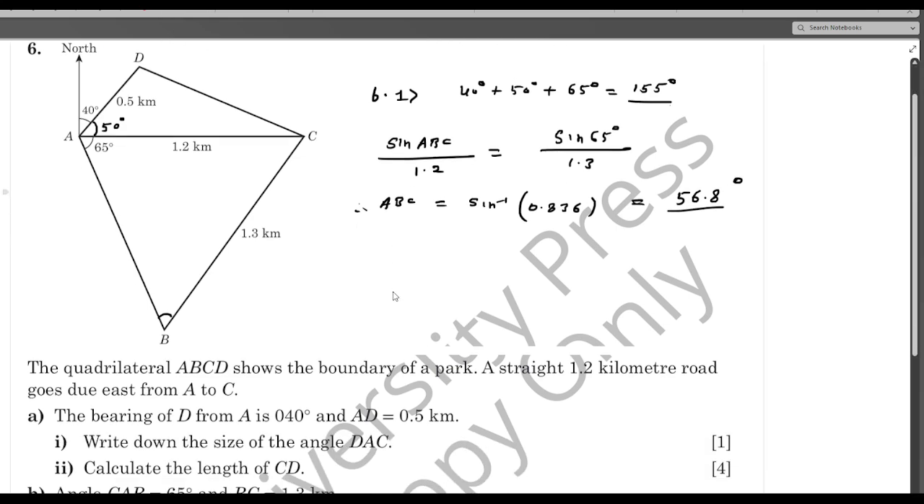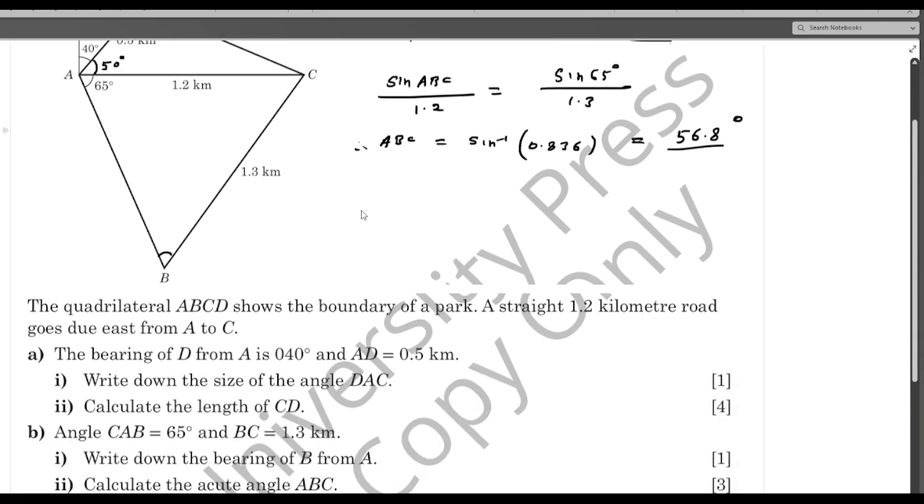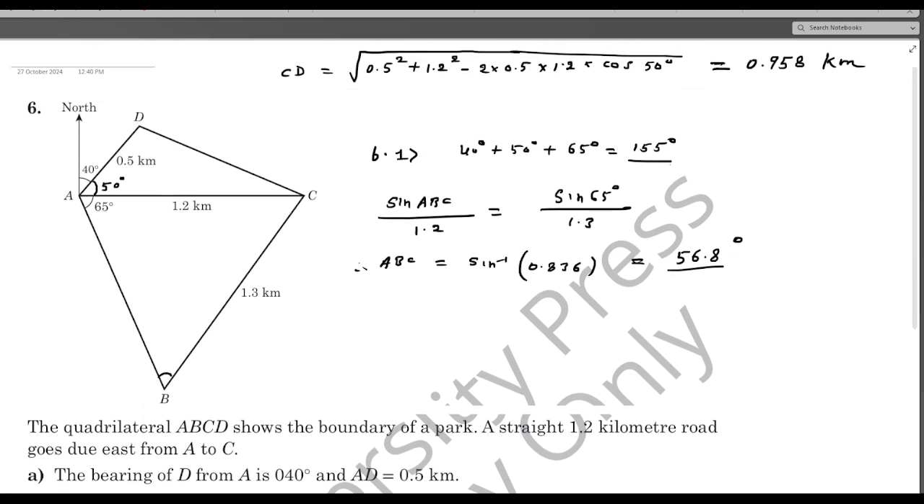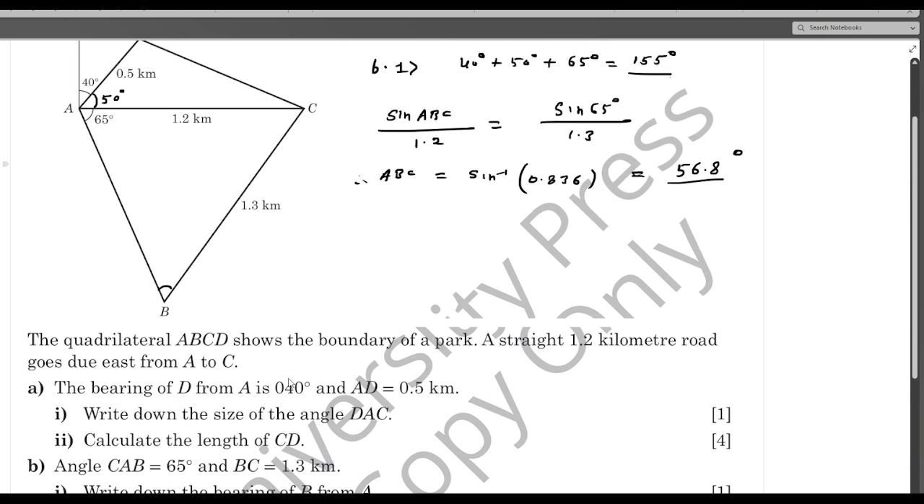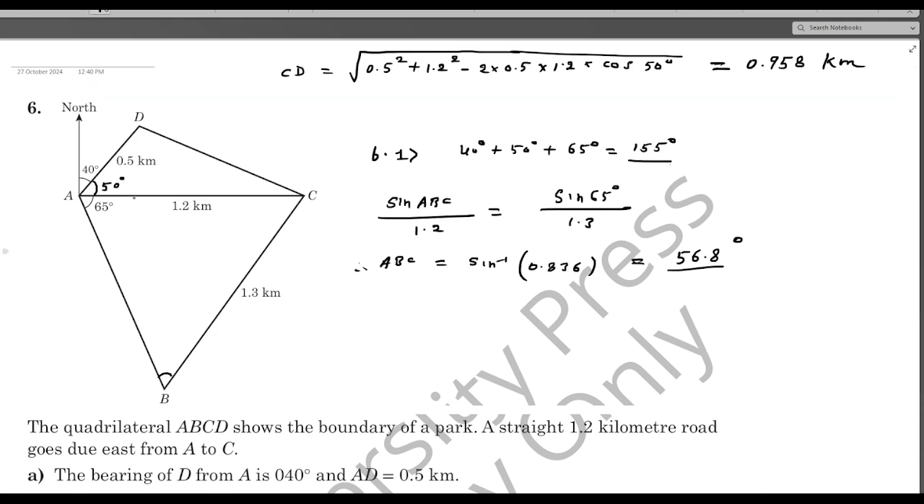So your question number 6B, second part is 56.8 degree. Okay, next question. Calculate the length of AB. Now I have to find out length of AB. Now length of AB, again I can use the sine rule.